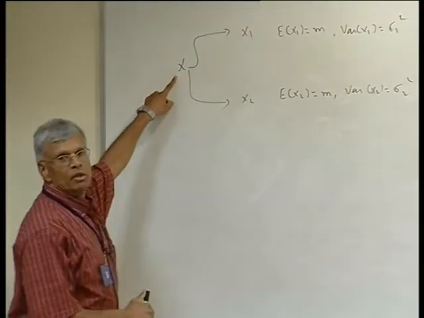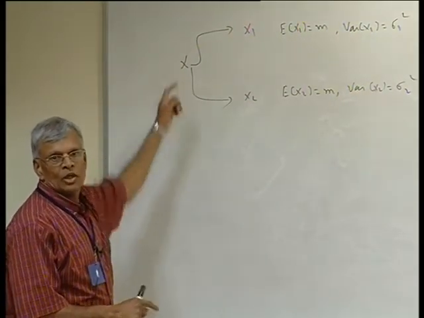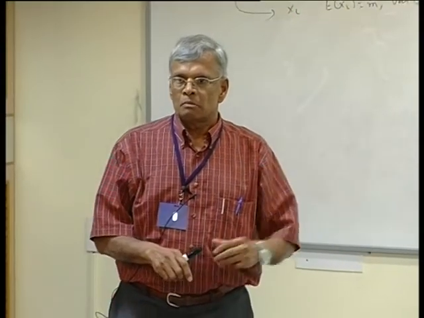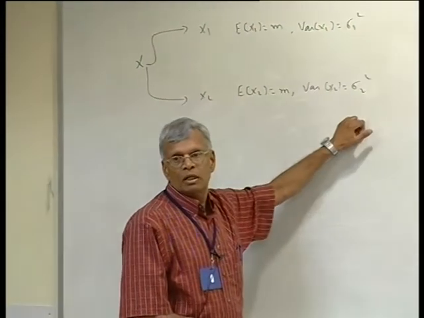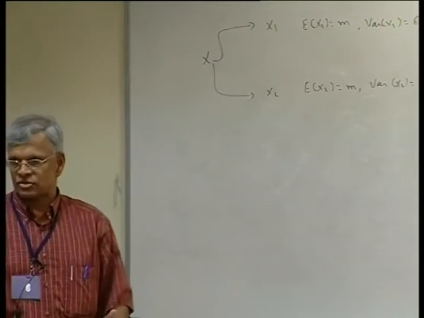My aim is to be able to estimate the unknown x. So x is an unknown. There are two pieces of information I got. Both are random variables. They have the same mean but different variance. Given this setup, what is the best way to estimate x?